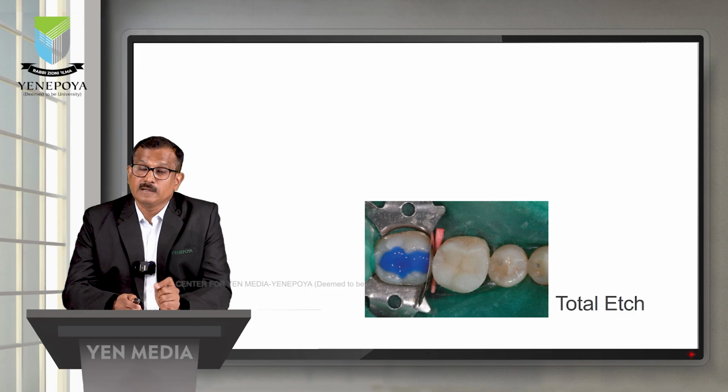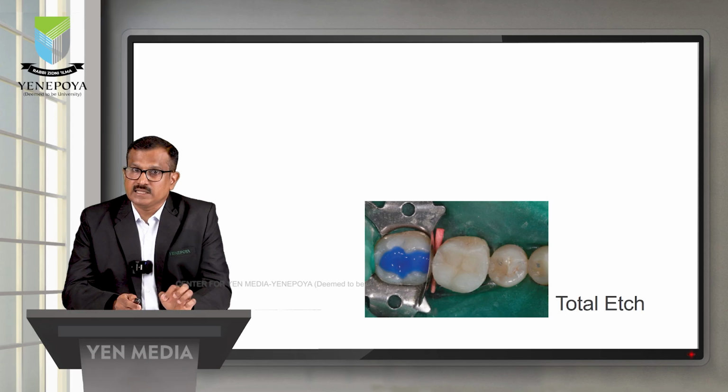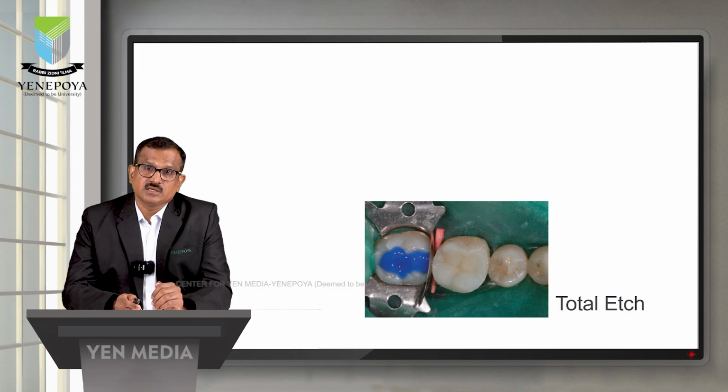because every company has different ways of using it. Some tell you should first take it in the applicator tip. Some tell you to dispense it in the well and then agitate it there, then use it inside the mouth, and there again agitate it. So different techniques are there. So we have to read properly and then start using it.